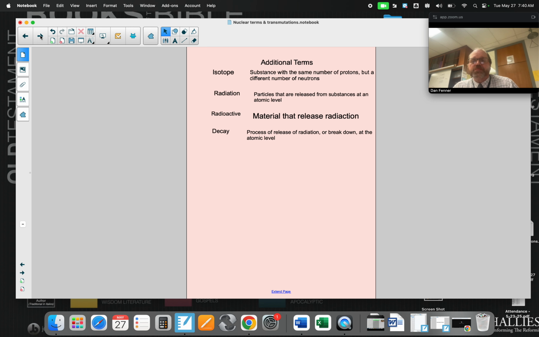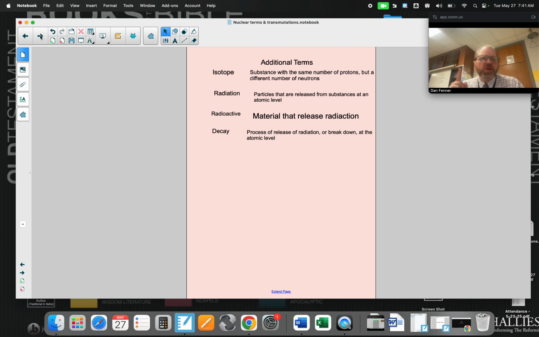All right, now, additional terms, a couple of things. We did talk about isotopes before. We need to bring them back. Same number of protons, but different number of neutrons. Many isotopes are radioactive, and that's why we talk about it at this point. Radiation, the particles that are released from a substance at an atomic level. So alpha, beta, neutron, proton, positron, all of those are considered radiation. Radioactive is the material that releases radiation. And decay, a concept we're looking at now, is a process of release of radiation or breakdown at an atomic level. So those 4 concepts, make sure you have them down in your notes. Pause the video if you need more time.